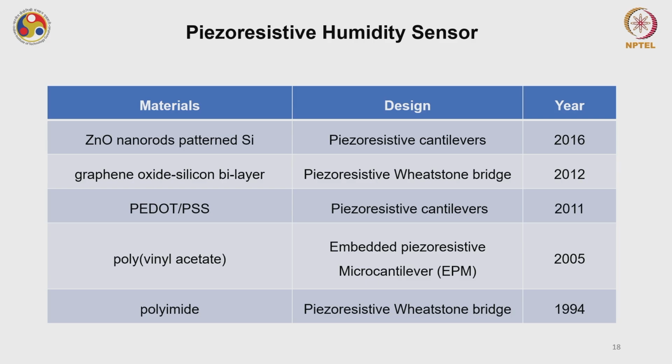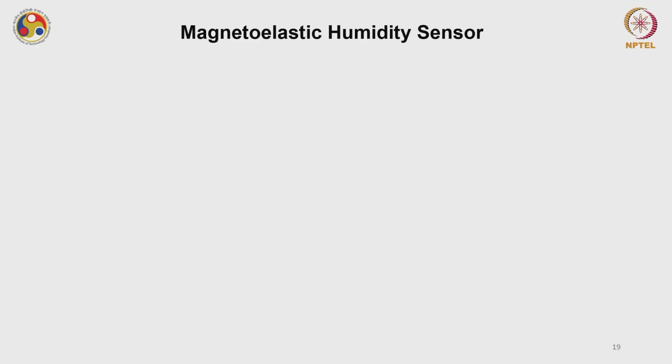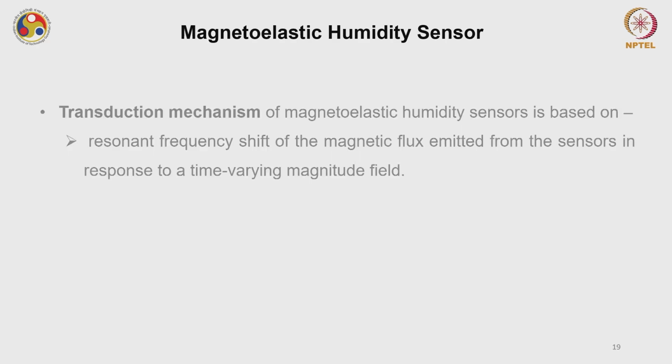Some polymers have also been explored for this application, like PEDOT:PSS, which has been used for piezoresistive cantilever based devices. Then an embedded piezoresistive microcantilever based on polyvinyl acetate has been reported, and polyimide based devices have also been reported, again for Wheatstone bridge kind of configuration, where one resistor contains this sensitive film and the rest help in providing stability to the bridge. So that is a little bit about piezoresistive humidity sensors.